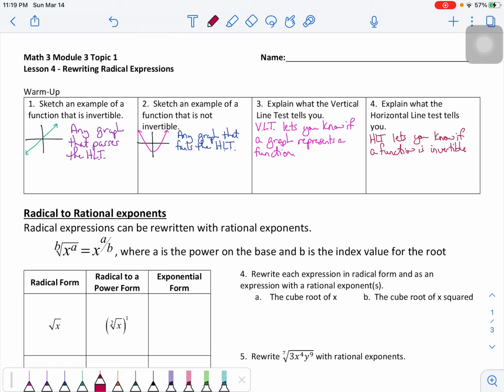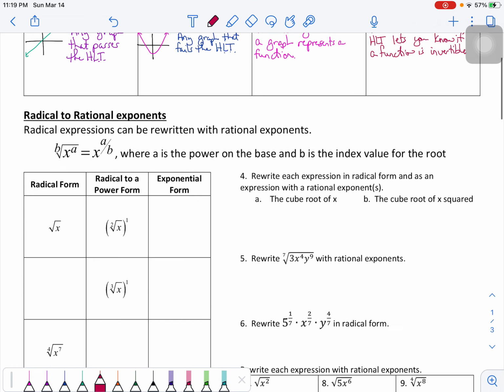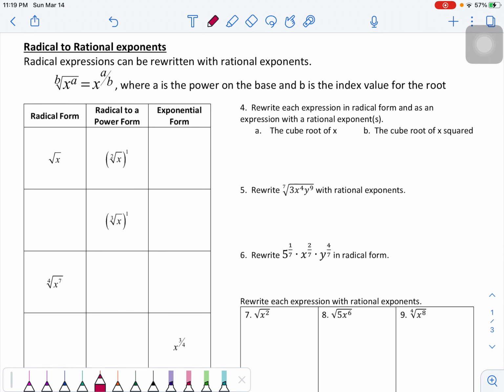So we're going to do the lessons a little out of order, and I'm actually going to do lesson number 4, which is going to be rewriting some radical expressions. Now there's some warm-ups at the top that deal with invertible functions, vertical line test, horizontal line test. Take a look at the key. If you've got any questions, let me know. I'm going to jump right into the actual notes of rewriting radical expressions with rational exponents.